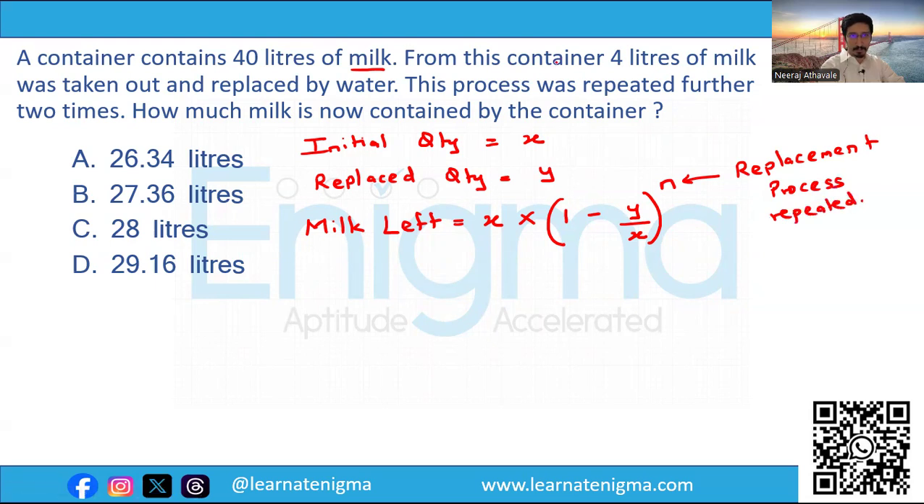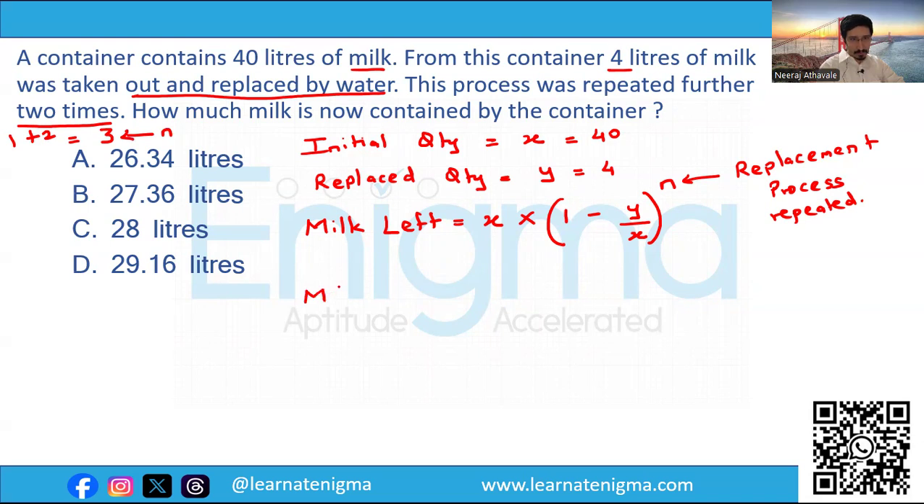Now in this particular question, if we read it, the initial quantity is 40. So X is 40 and the replaced quantity is 4. Now from this container, 4 liters of milk was taken out and replaced. So you can see it is done once and the process was repeated further 2 times. So that means 1 plus 2, that means the total time is 3. So this is your value of N.